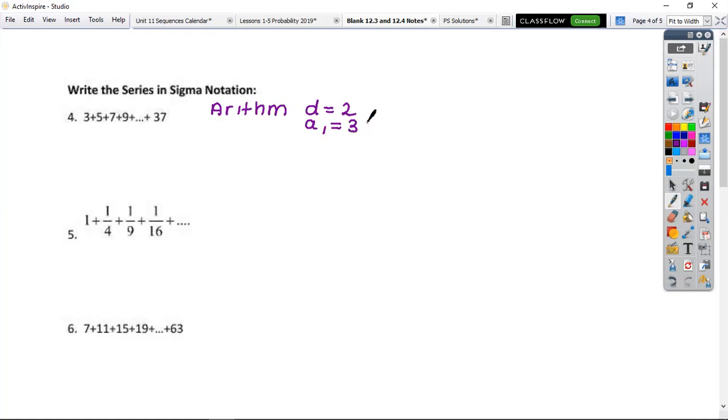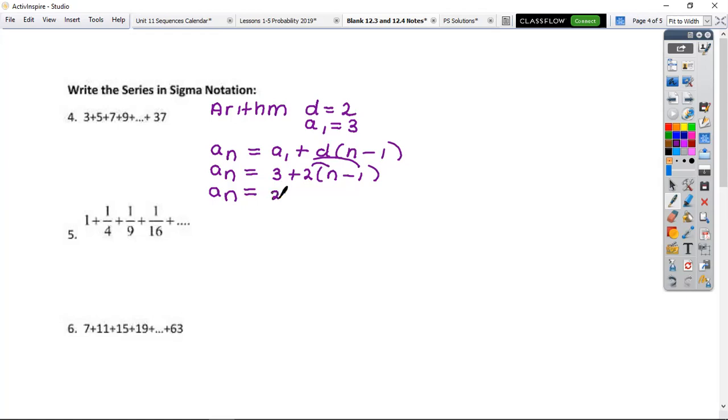So you really don't do anything different to start this. You take the formula and you write it and substitute into it, and then just write your sigma notation with it. So I go a sub n equal to 3 plus 2, and then n minus 1, and then distribute. So a sub n would be equal to 2n. I'm going to just consolidate this at the same time. And then 3 plus the negative 2 would be +1. So then you draw your sigma notation. That becomes your formula.